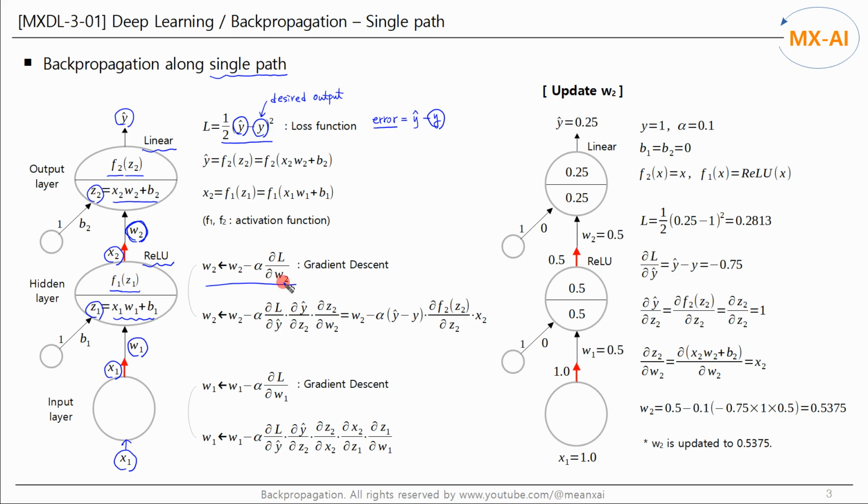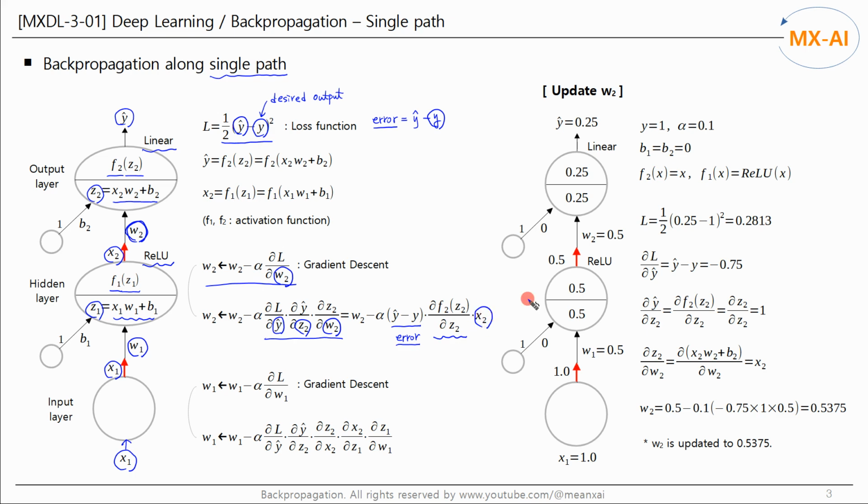To differentiate the loss L with respect to W2, we apply the chain rule as shown below. The reason we need a chain rule like this is because the loss L is a function of Y hat, and Y hat is a function of Z2, and Z2 is a function of W2. Differentiating the loss L with respect to Y hat gives Y hat minus Y. This is the error. The differentiation of Y hat with respect to Z2 can be written like this. And differentiating Z2 with respect to W2 gives X2.